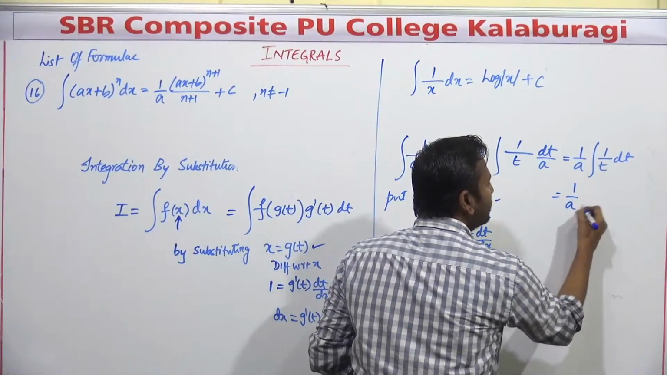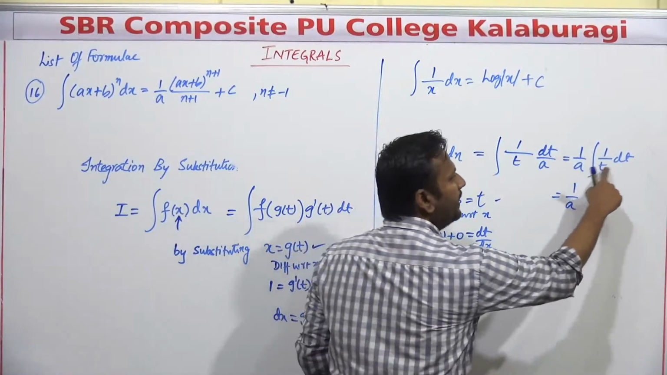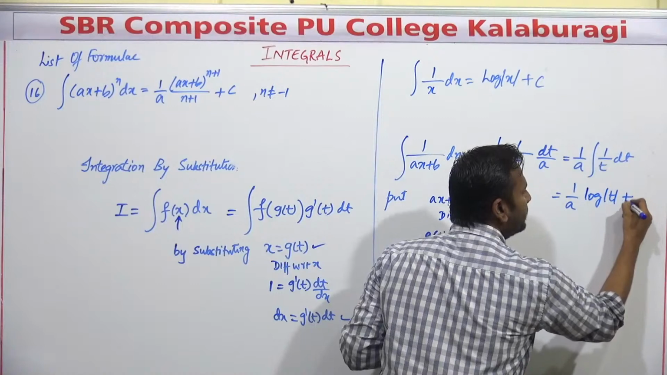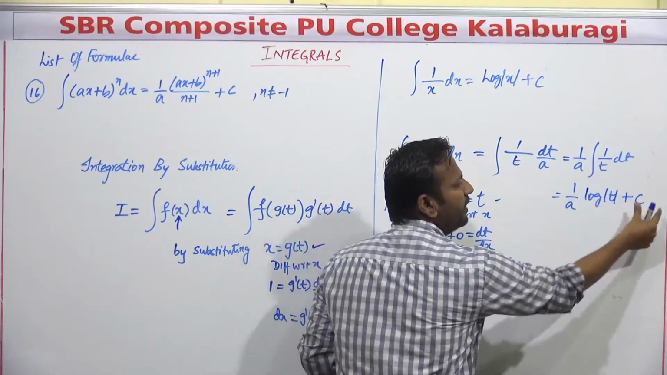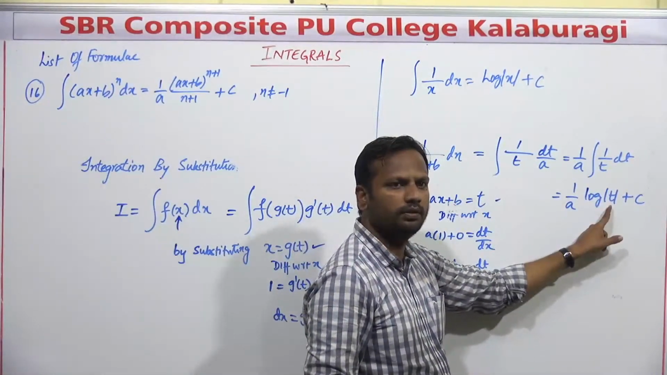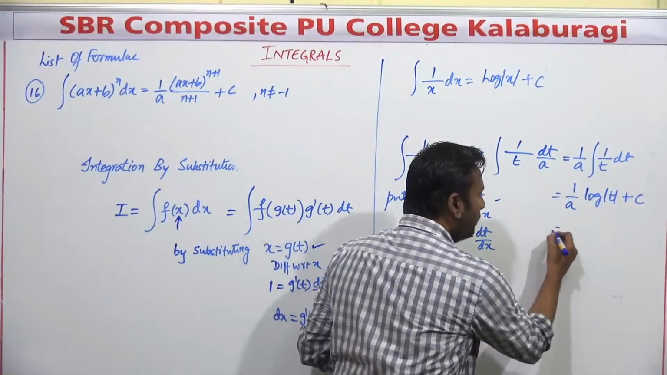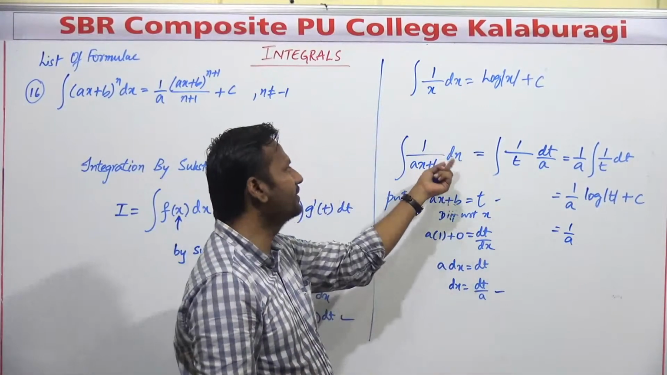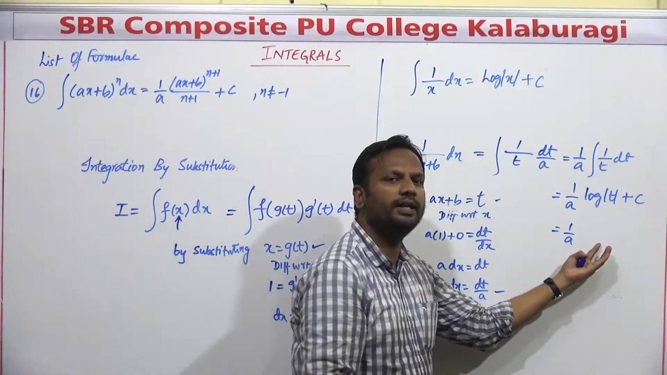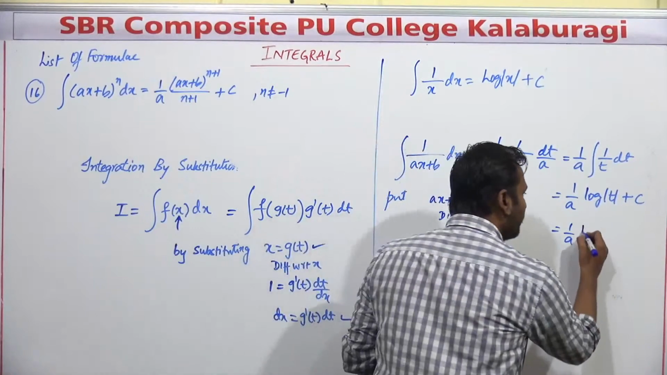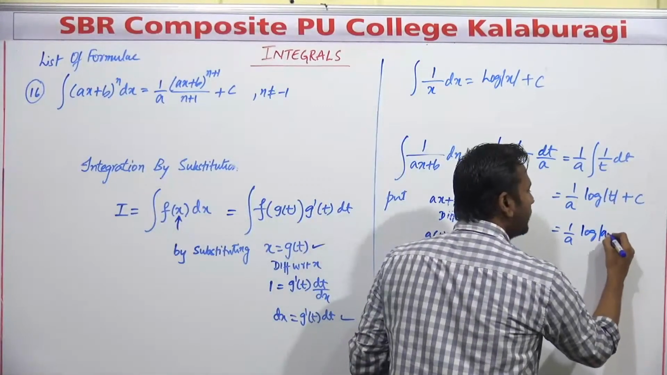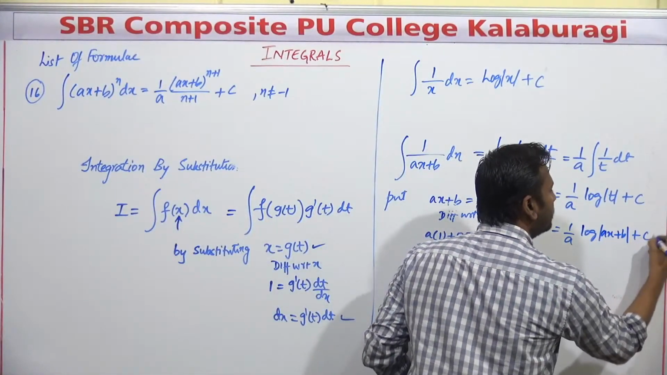So 1 by a as it is. What is the integration of 1 by t? The integration of 1 by t is log of mod t plus c. After the integration process, we have to write plus c. Integration of 1 by x is log x. That's why integration of 1 by t is log t. But we require the answer in the form of x. Why? Originally they have asked to integrate with respect to x. So the final answer we need in the form of x. So again what we have to do? Replace t with the original expression, ax plus b, plus c.